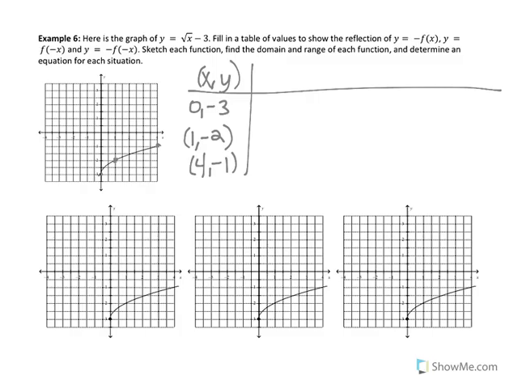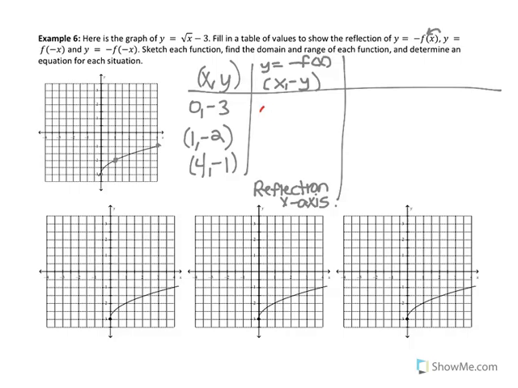Okay, so let's do this one first. We have y equals negative f of x. Because it is in front of the function, that means that my y value is changing. So this one is a reflection. Because the y value is changing, it is a reflection on the x-axis.